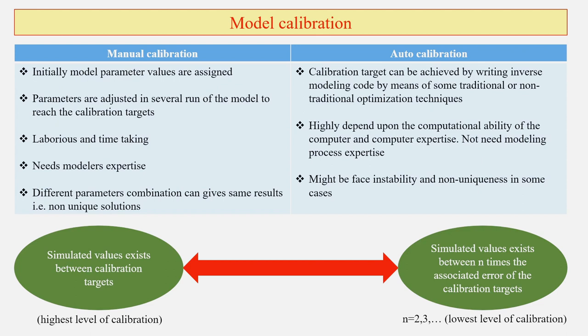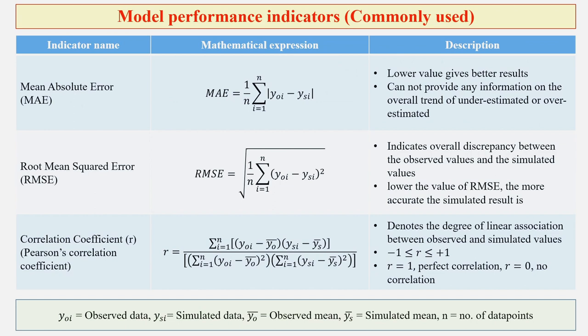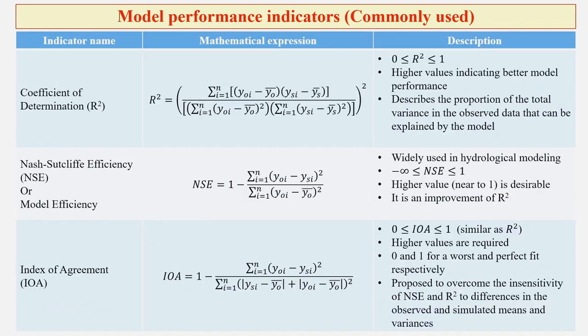So we also discussed manual calibration as well as auto calibration, how they are different from each other, and what the benefits of each one of these are. Then we also discussed performance indicators, a few very commonly used ones, which many of you might have already done in your graduate, postgraduate or PhDs. So these things are carried out or analyzed to understand how your model is actually performing.